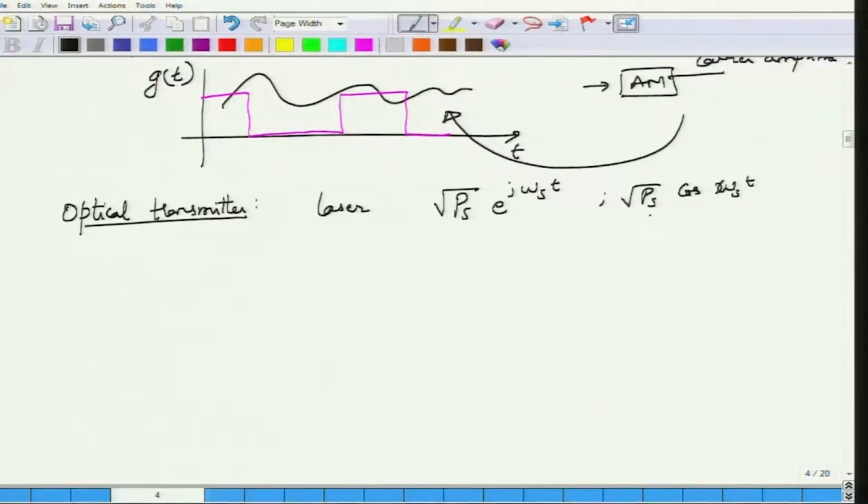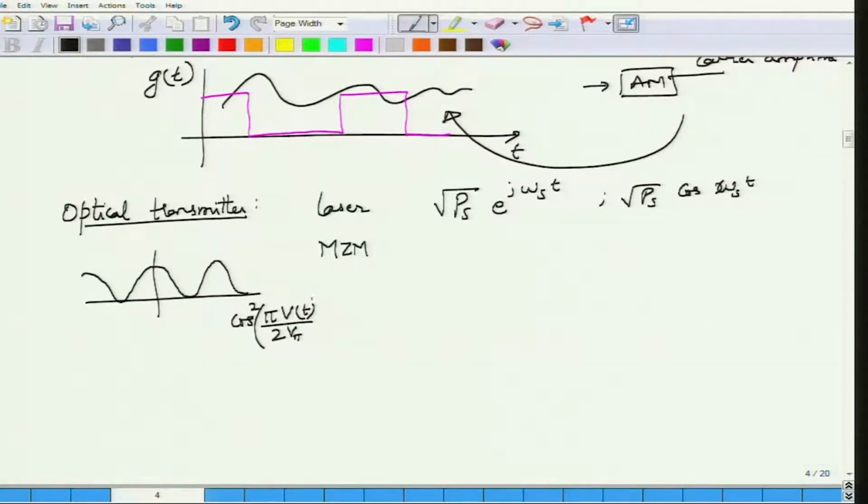Now, this output reminds you of the carrier part, but I do not have the amplitude part. That is where we have discussed the optical transmitter called the MZM, a dual drive Mach Zehnder modulator. We have studied the characteristics of this. To briefly recall, the power transfer function goes like cos square of pi v of t by 2 V pi. This is the power transfer function for this particular MZM.